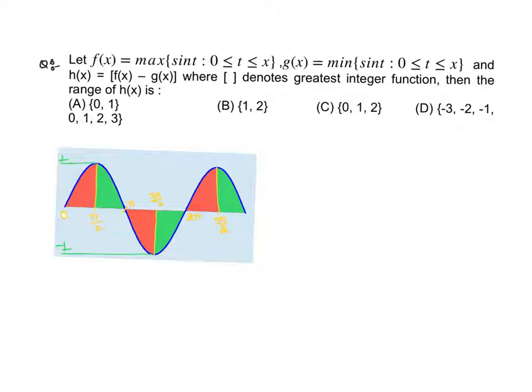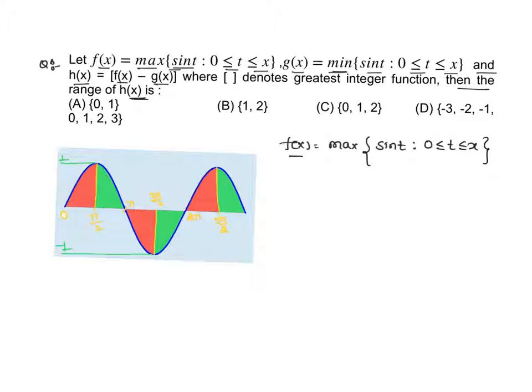Next problem: let f(x) be the max of sin t where t is greater than or equal to 0 and less than or equal to x, and g(x) be the minimum of sin t where t is greater than or equal to 0 and less than or equal to x, and h(x) is defined as the greatest integer of f(x) minus g(x). Then we have to find the range of h(x).